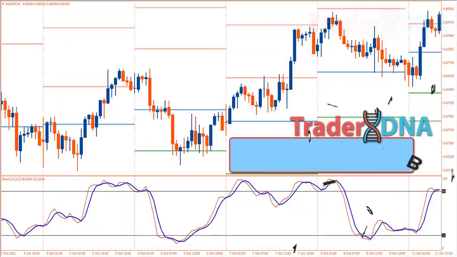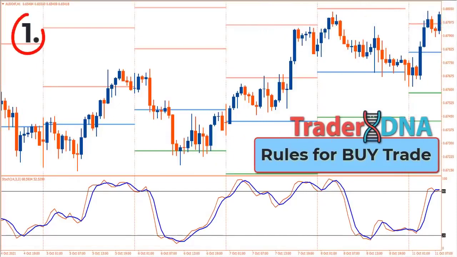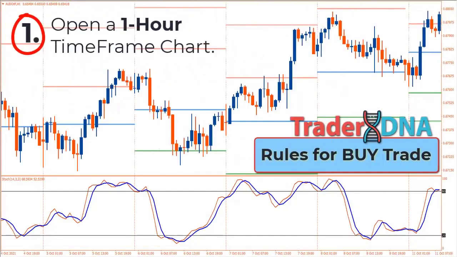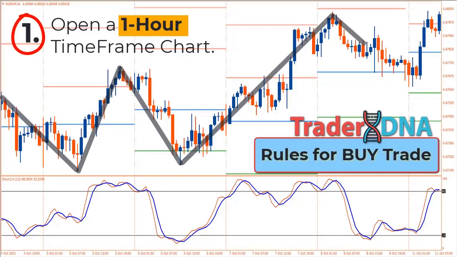Rules for buy trade. Step number 1. Open a chart. Open a 1-hour timeframe chart. The 1-hour chart offers flexibility in terms of what you want to do. The market moves slow enough for you to be able to analyze the chart for trading opportunities and also generates enough trades so you have lots of decent chances of making money. Also, the size of the stop loss will be much lower than if you were trading the daily chart.